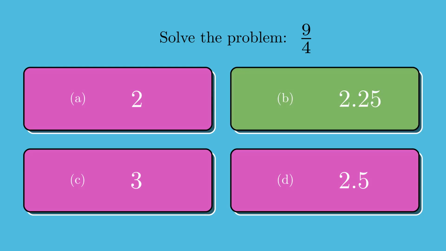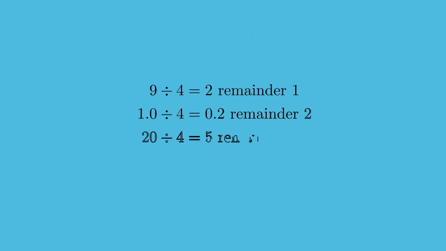Correct answer is B. Begin by taking the problem 9 divided by 4. This problem can be seen as asking how many times 4 can be taken out of 9. When we begin division, we see that 4 can be taken out from 9 2 times. Subtracting 8 from 9, we are left with a remainder of 1.